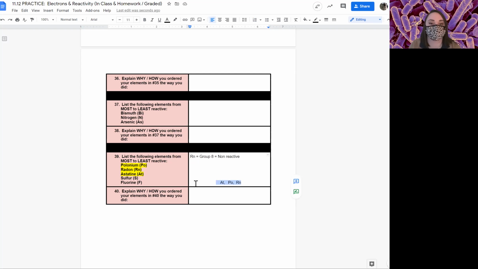Why are they more reactive? Why are sulfur and fluorine more reactive than astatine, polonium, or radon?